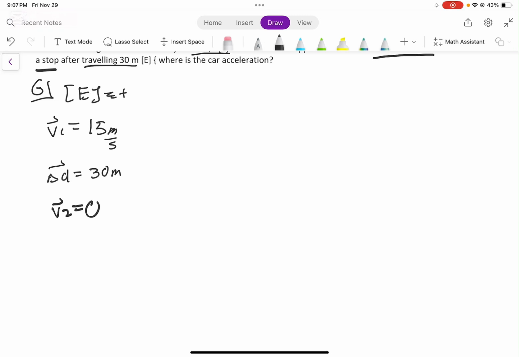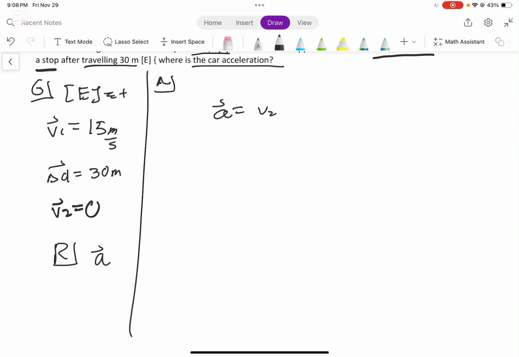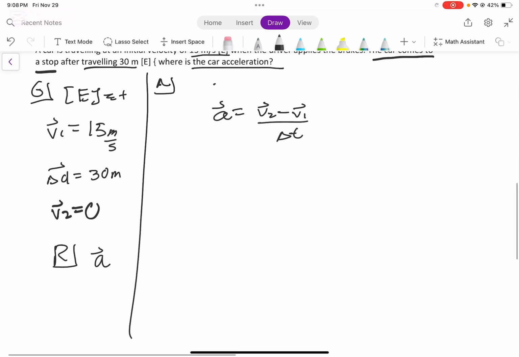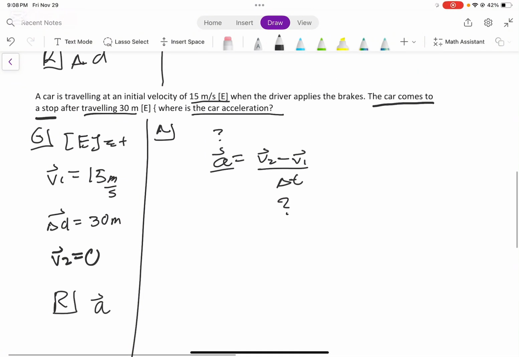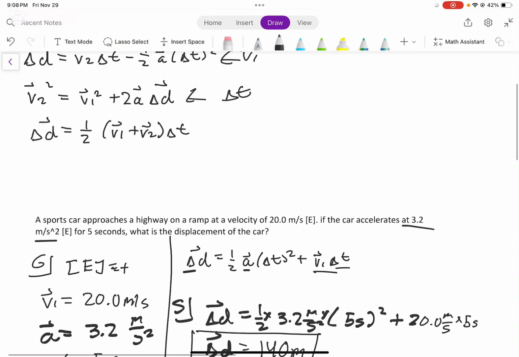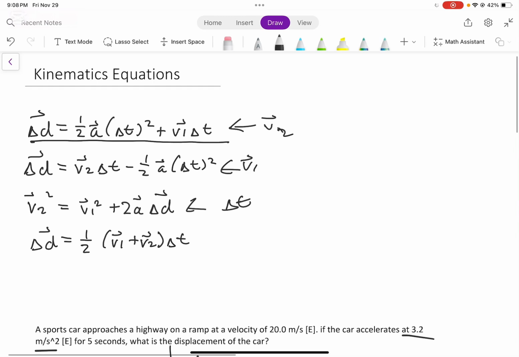So now, when it says we're looking for the car's acceleration, we can go required to find, basically, now we're looking for A, so acceleration. So you may be like, oh, why can't we just use A is equal to V2 minus V1 over delta T? Well, you quickly realize that we have two unknowns. We have this as unknown, and we have this as unknown. So we have two unknowns. We can't use that.